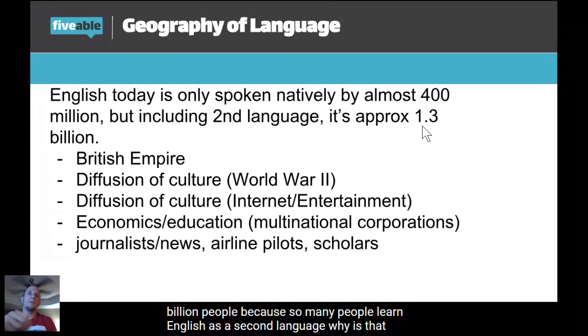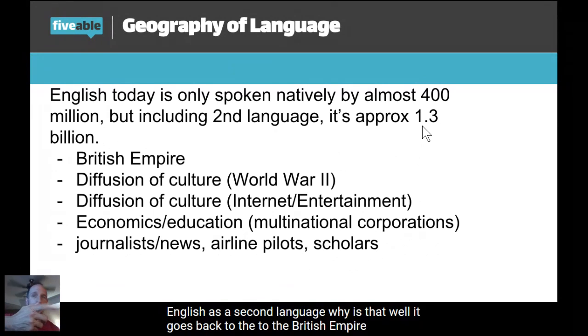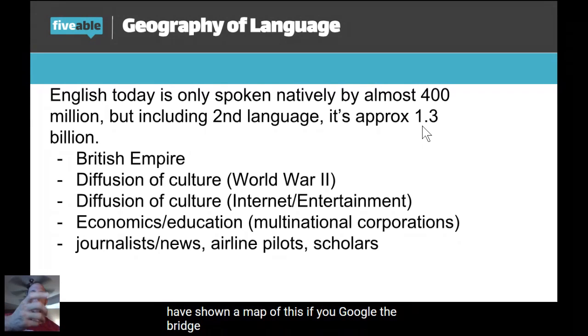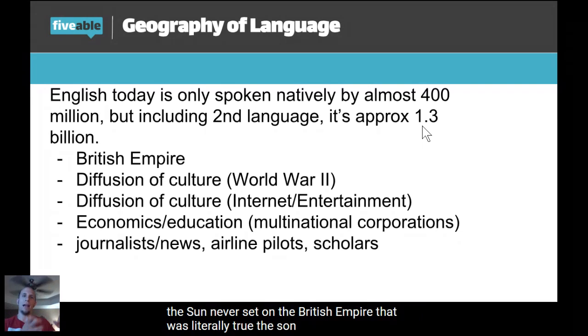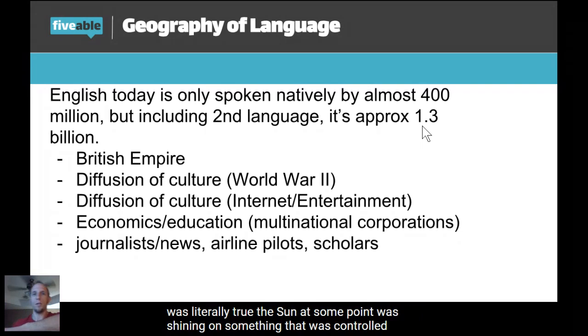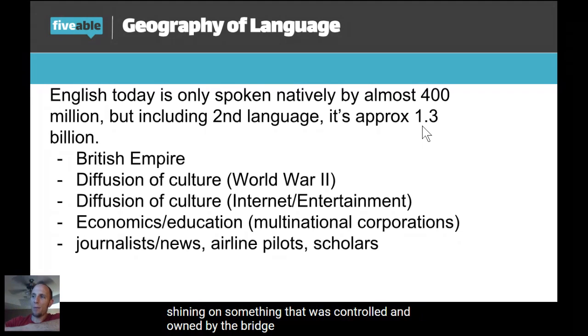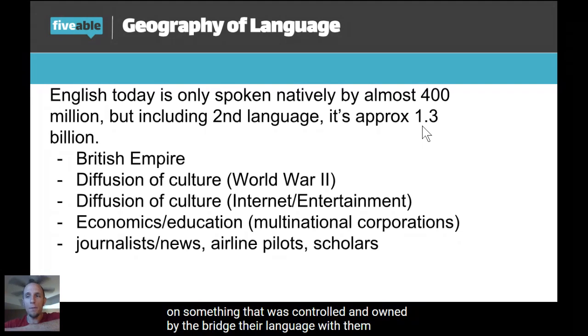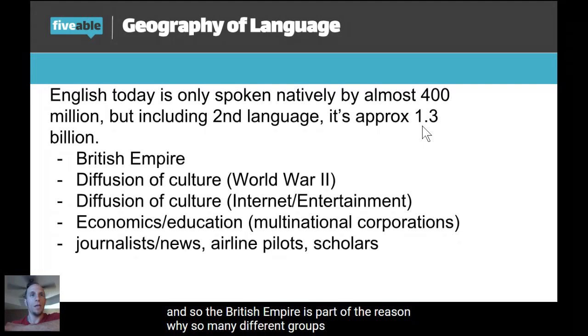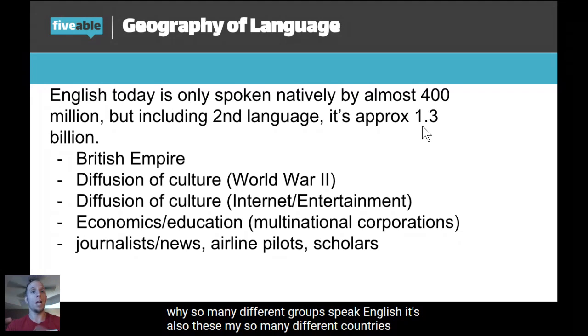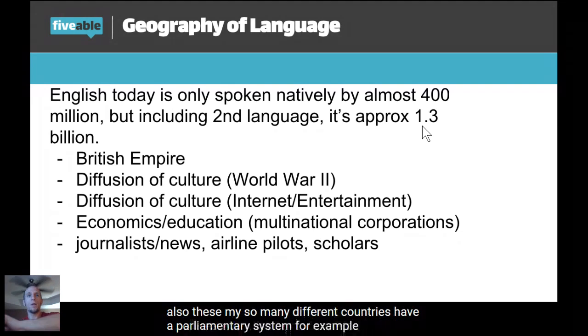Why is that? Well, it goes back to the British Empire. I should have shown a map of this. If you Google the British Empire, you'll see the old adage: the sun never set on the British Empire. That was literally true. The sun at some point was shining on something that was controlled and owned by the British. Everywhere they went, they brought their culture and their language with them. And so the British Empire is part of the reason why so many different groups speak English. It's also the reason why so many different countries have a parliamentary system, for example.